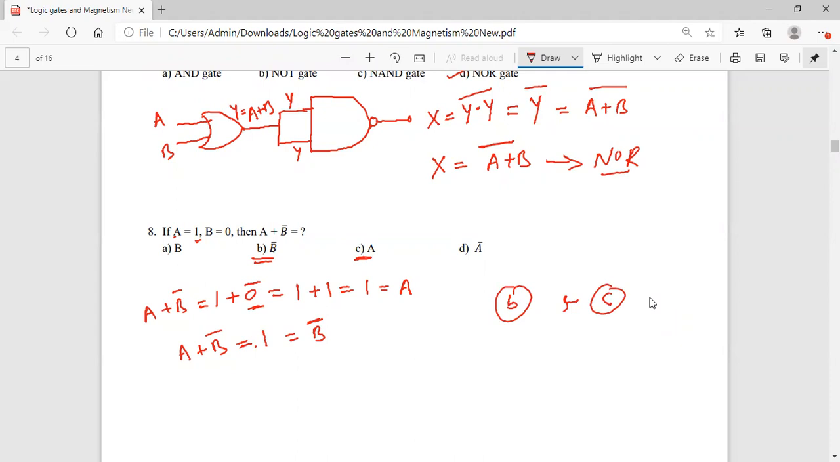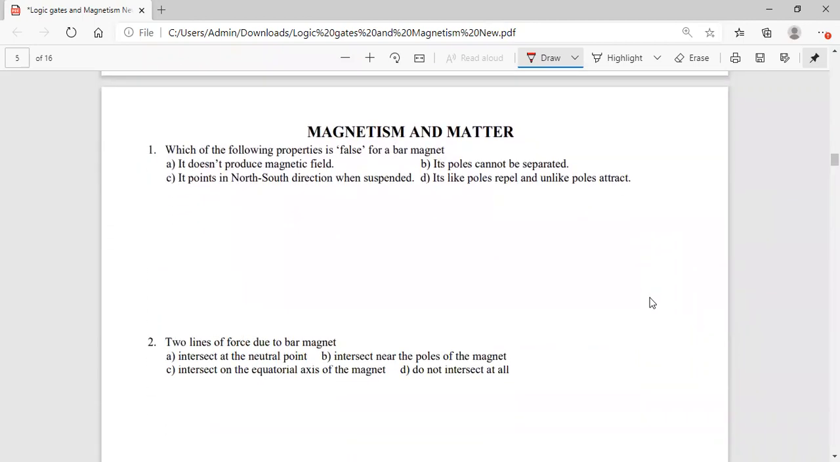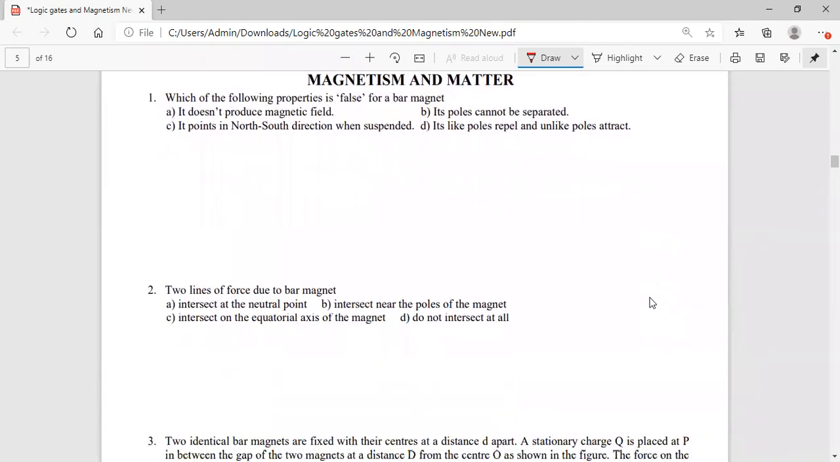So this was a small brief discussion of MCQs related to logic gates. This type of question will appear in both NEET and CET exams. Next, we'll move to the next chapter, magnetism and matter.